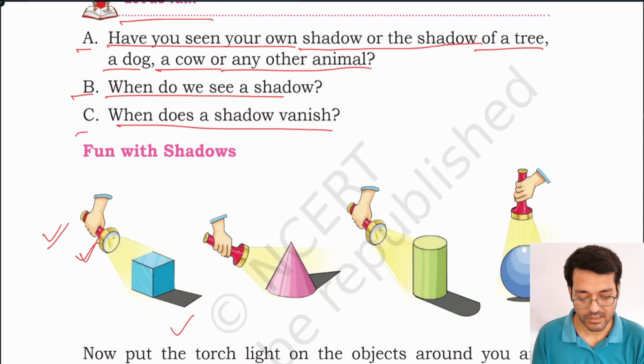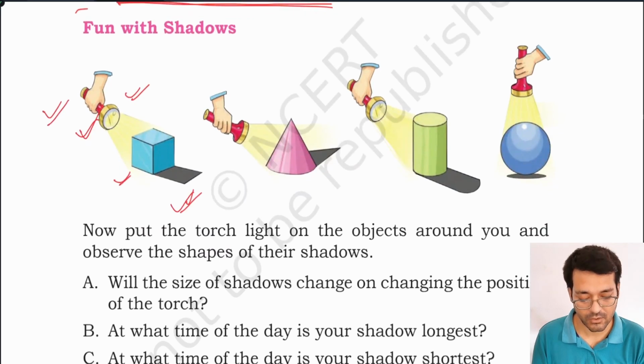C. When does a shadow vanish? A shadow vanishes when there is no source of light, or no object, or no surface.